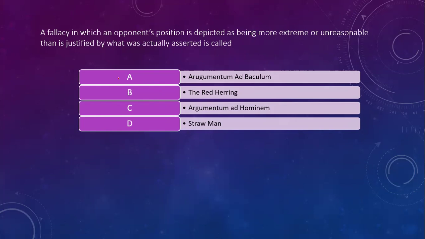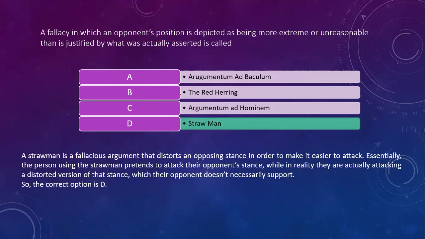So what we do is we attack the opponent's position, not his actual point. That is a straw man. A straw man is a fallacious argument that distorts an opposing stance in order to make it easier to attack. Essentially, the person using a straw man pretends to attack their opponent's stance, while in reality they are attacking a distorted version of that stance, which their opponent doesn't necessarily support. Straw man.